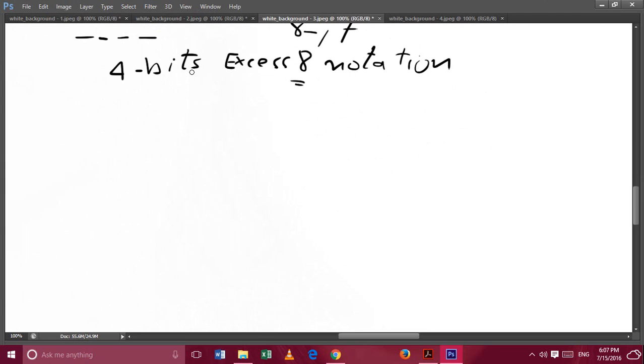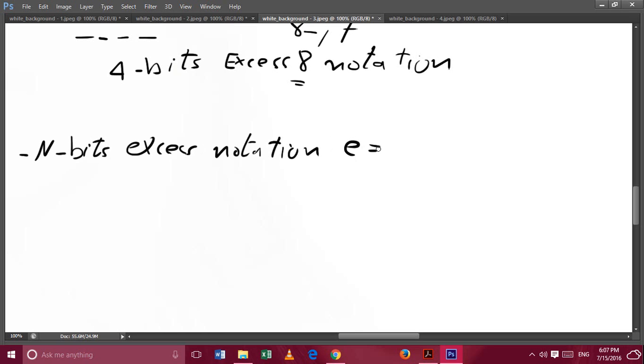So let's get to it now that you know what the excess of a specific n bit is. So we can say as a rule, for an n bits excess notation, the excess, or e, will equal 2 to the power of n minus 1, right? You need to keep this in mind because you're going to need it.